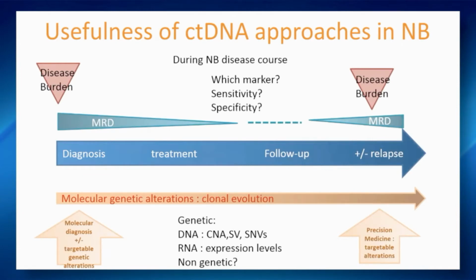And I like to think about it in this way as we look at different situations, looking at the patient who's going through diagnosis, treatment, follow-up, and relapse. We can either use these techniques for molecular characterization at the time of diagnosis, for treatment stratification, as we discussed also this morning, looking at ctDNA to study CNAs, SVs, SNVs, the expression levels, other potentially non-genetic alterations, the methylation profile, and at the time of relapse in the context of precision medicine.